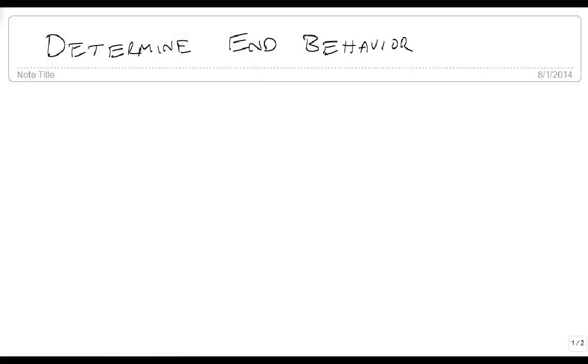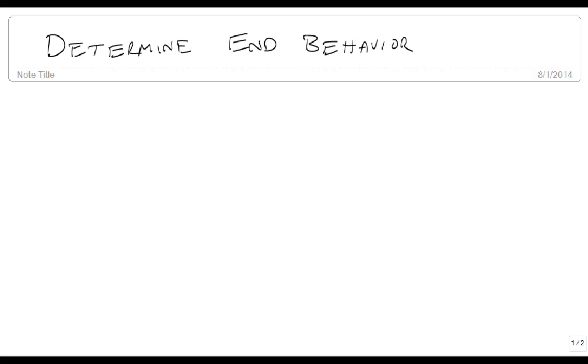We are now going to use power functions to help us determine the end behavior of a general graph. The important thing to recognize here is we're going to start with just the end behavior as our first step, and then from there, we're going to determine what that means. Here's just a little bit of notation we want to talk about.